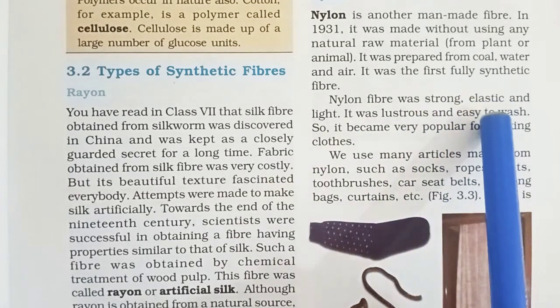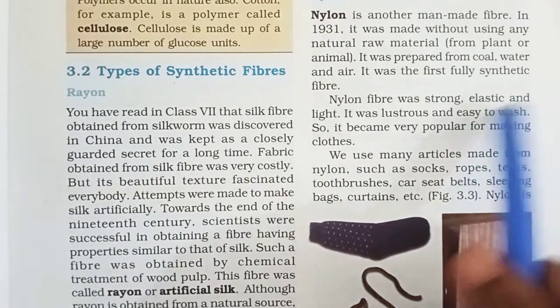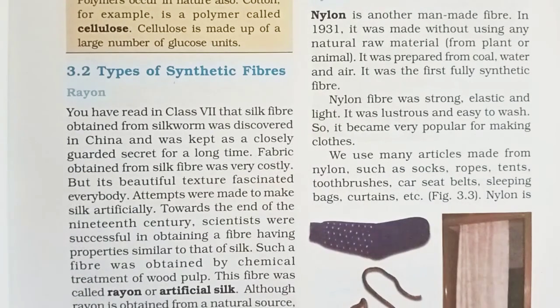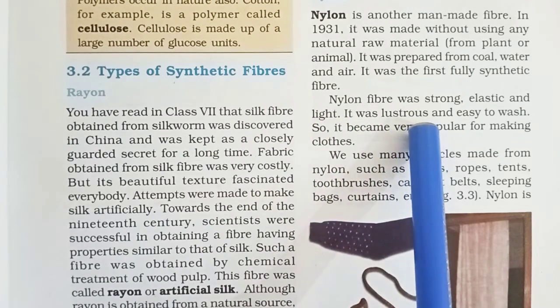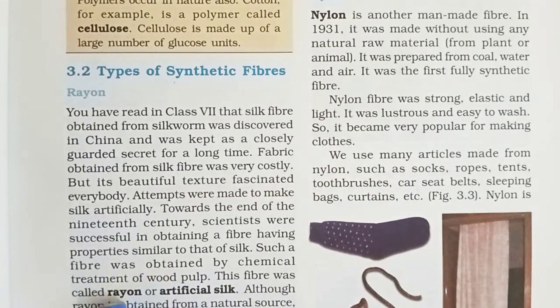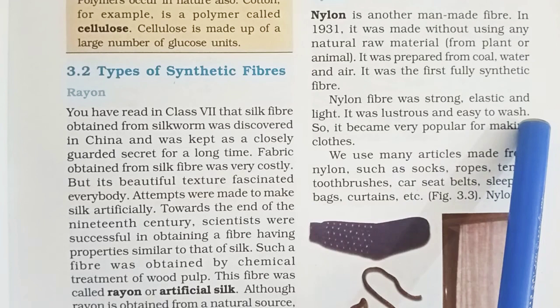Then it is elastic. You all know the use of elastic, because with elasticity the cloth can fit us properly. Then it is light in weight. So whenever we are wearing that cloth, we feel very light because the weight of the fiber is very less. It was lustrous. We talked about luster previously also. Luster means shine. So it was lustrous and it is easy to wash also.